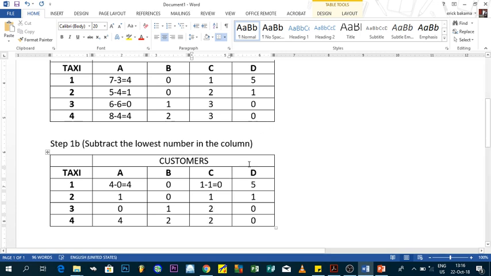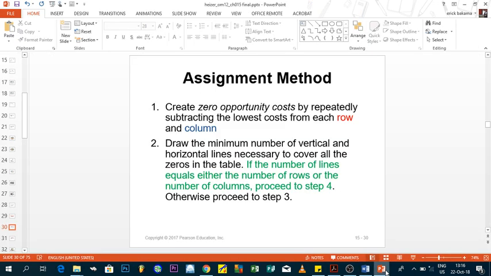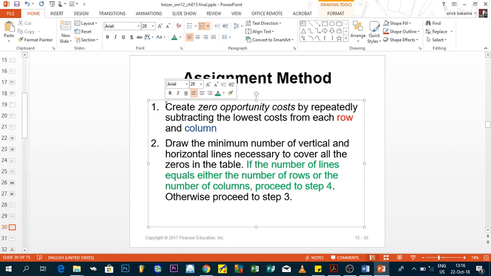And we go back to column D, whereby the smallest number is 0 again. 5 minus 0 is still 5. 1 minus 0 is still 1. And we get the 0. So from now, we're done with step 1a and step 1b. So we're done basically with step 1. That was about creating the zero opportunity cost loss.